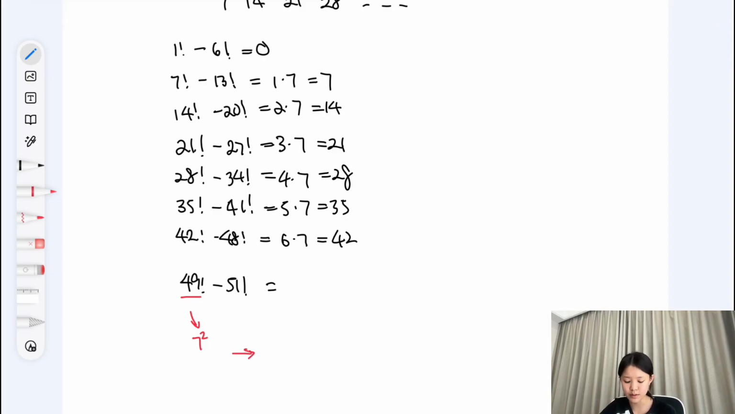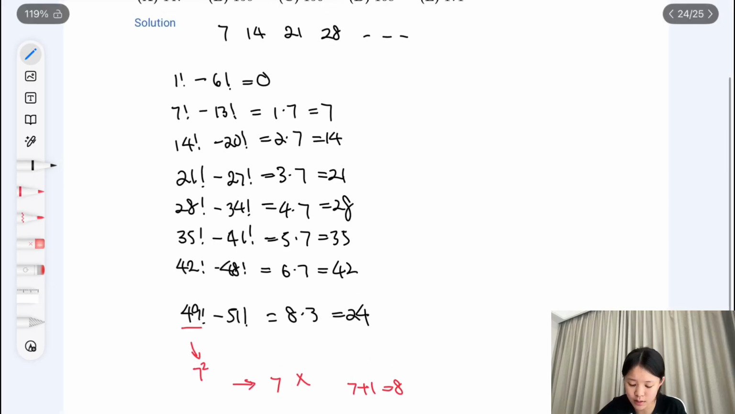So instead of this being 7, you would make it 7 plus 1 equals 8. What this means is that all the factorials like 49 factorial, 50 factorial, and 51 factorial, all of these have 8 factors of 7 rather than 7. So that means it should be 8 times 3 equals 24.